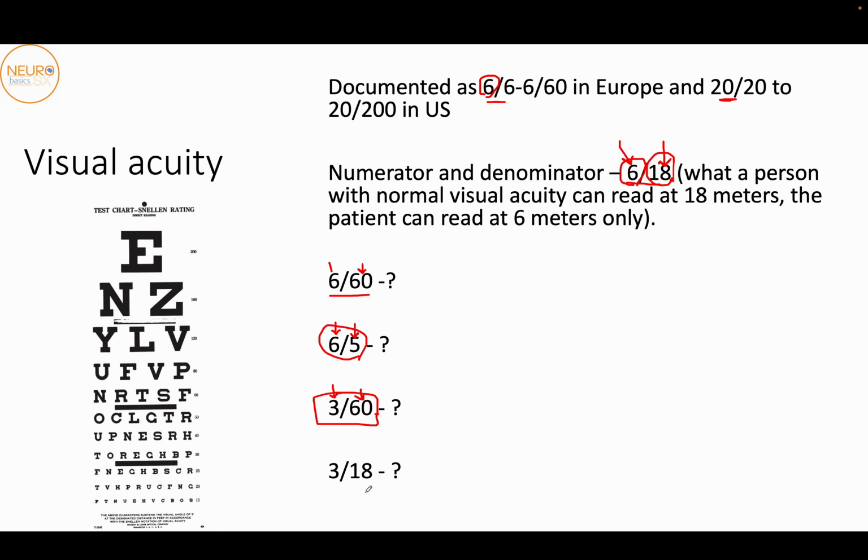Similarly, you can also have a 3/18, but that doesn't really make any sense, because if you're able to read the line corresponding to 18 meters, you should have been able to read the previous lines as well. So you probably have a better visual acuity than 3/18.